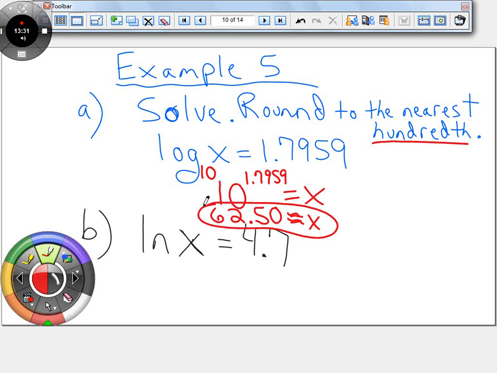All right. Natural log now. Well, very similar. So we would have e raised to the 4.7 equals x. So just find your e button, and we would say that x is approximately 109.95, I believe. Okay.